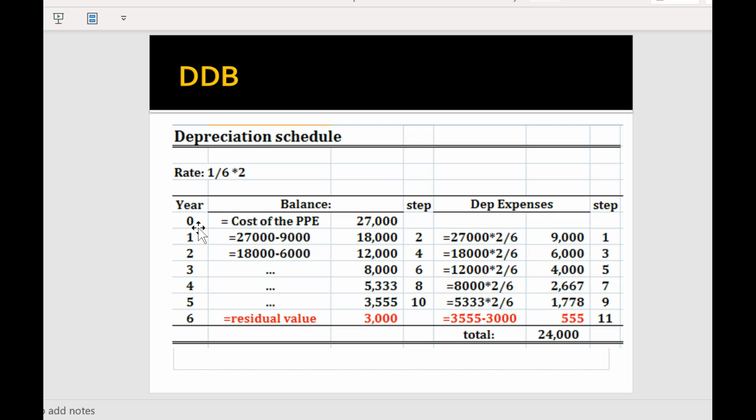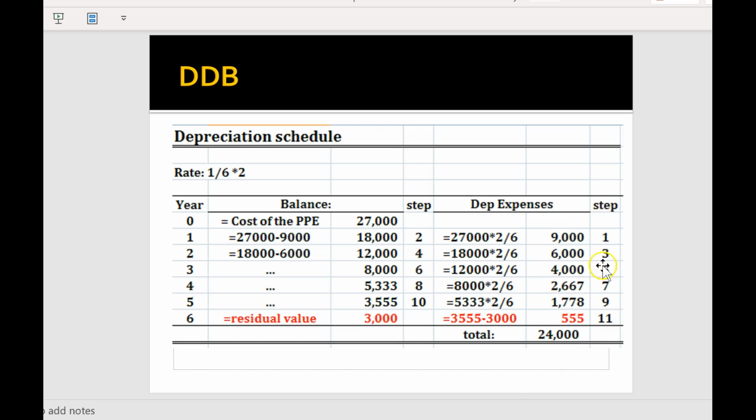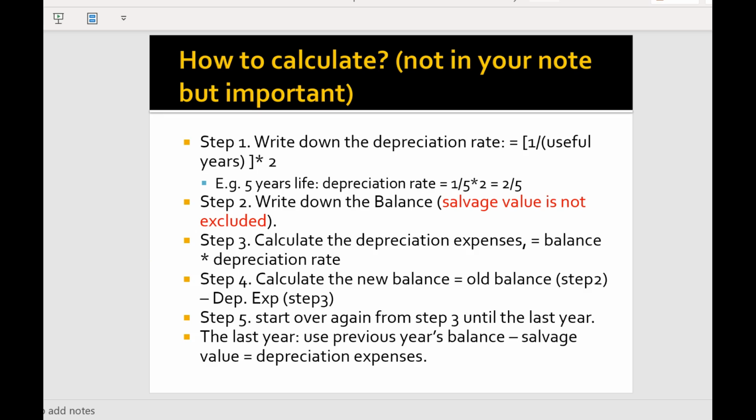You can see 27,000 is year 0, which means it is before we start to use the asset. So year 1, we start with the 27,000 here. We are calculating depreciation expense using 27,000 multiplied by 2/6. That is 9,000. That's our step 2. I have some 1, 2, 3, 4, 5, 6 here just to show you how I proceed with each step. This sort of step is different from what I show in my PowerPoint. This is just showing you the sequence of the calculation.